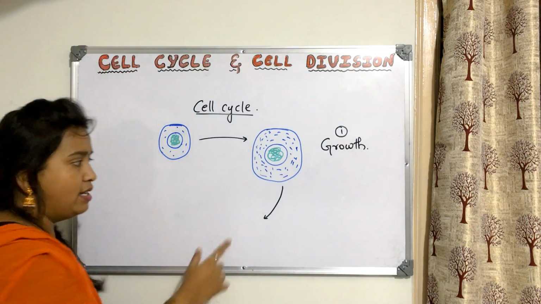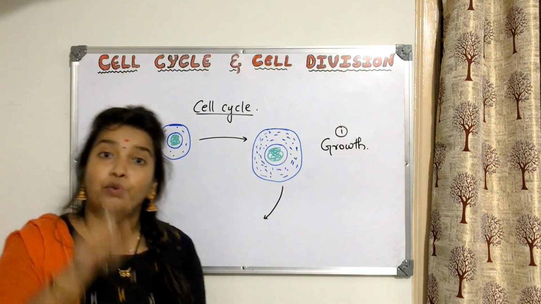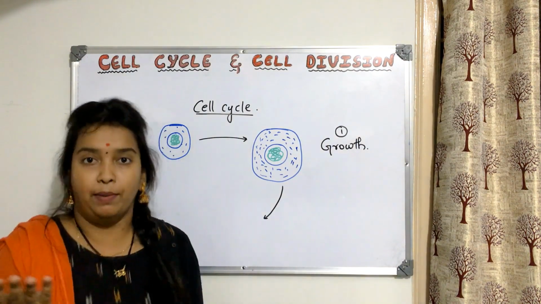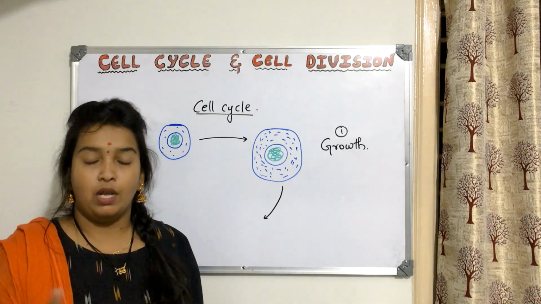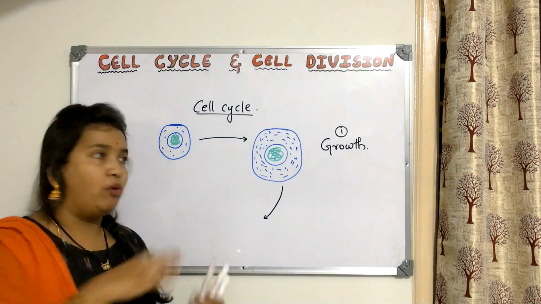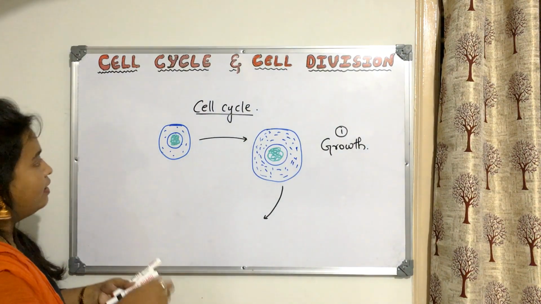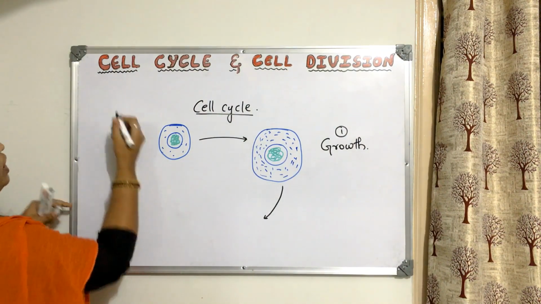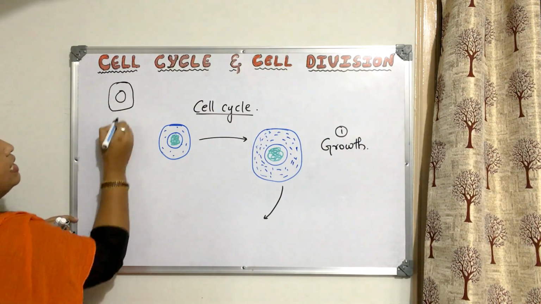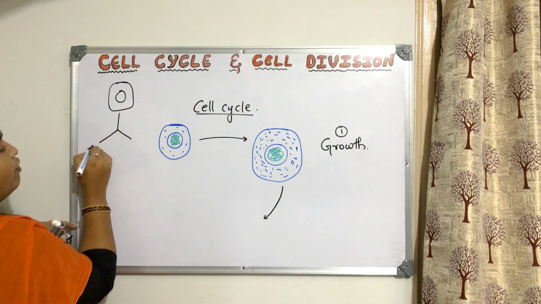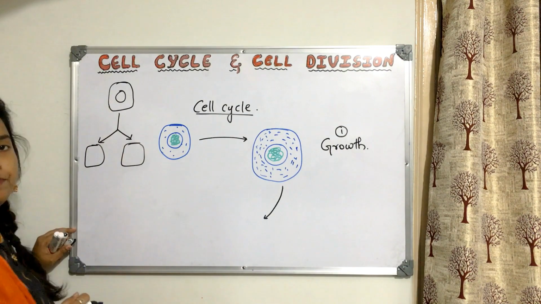The next thing that happens is the DNA material which is present inside the nucleus also should double. That means even that should increase in its number. Why? Because it is about to divide. The cell wants to divide. So to understand in a still better way, I will show you here. This is a cell with a nucleus. This cell divides and forms two cells. This is called cell division.